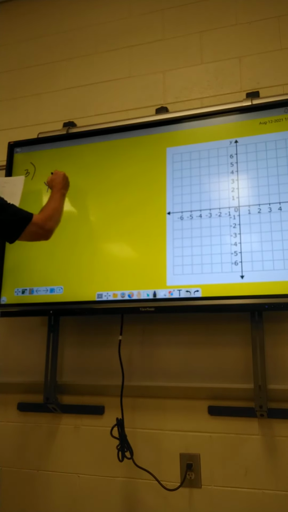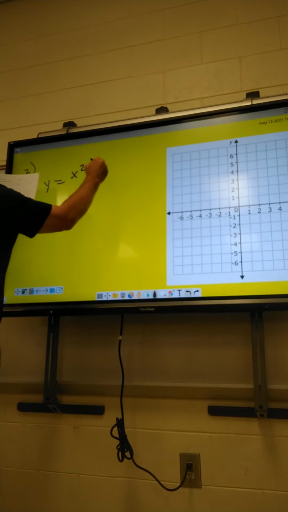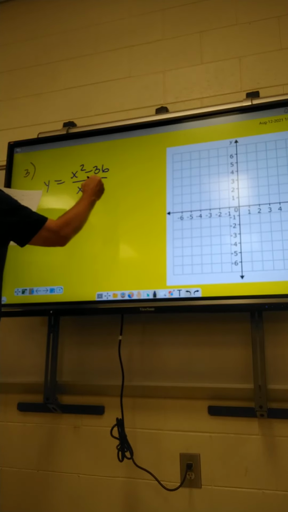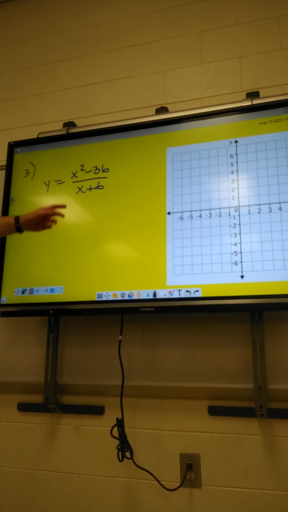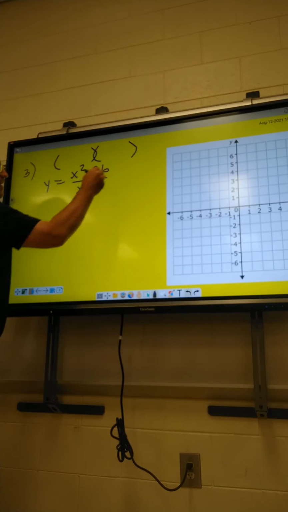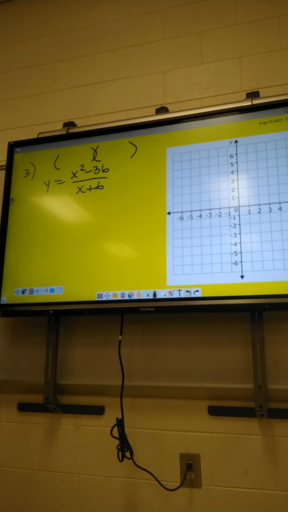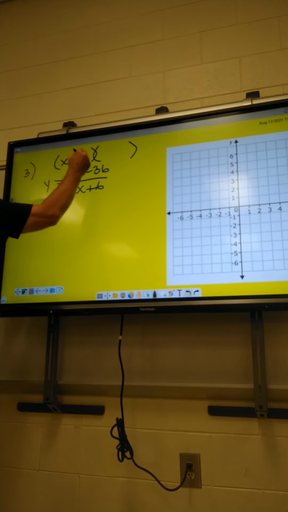So I got y equals x squared minus 36 over x plus 8. Can anybody see what makes this one a new problem? All right, we got a square on the top. Watch. You guys did this last year. Y'all should know how to factor that out, right? This is called a difference of squares. What's the square root of 36? Just look at it. So I got an x plus 6 and an x minus 6.